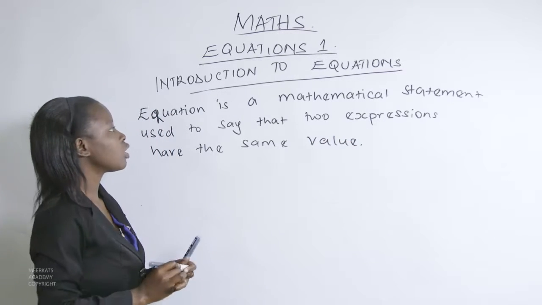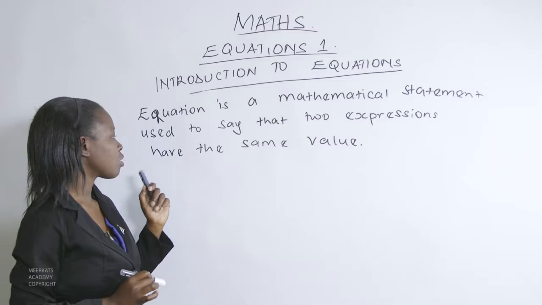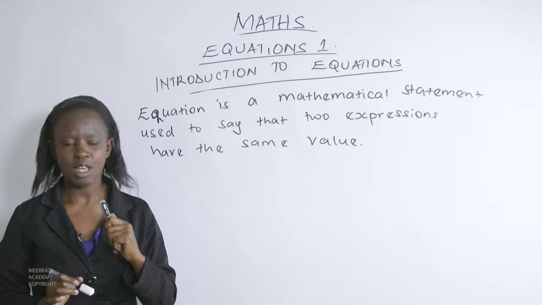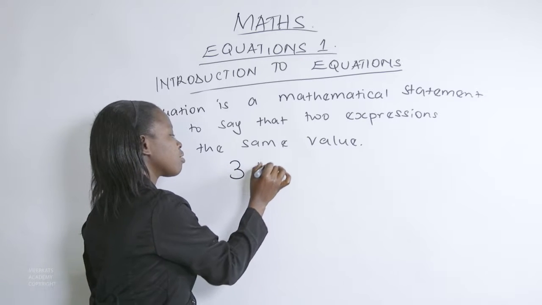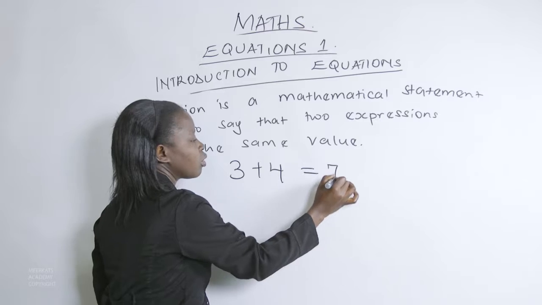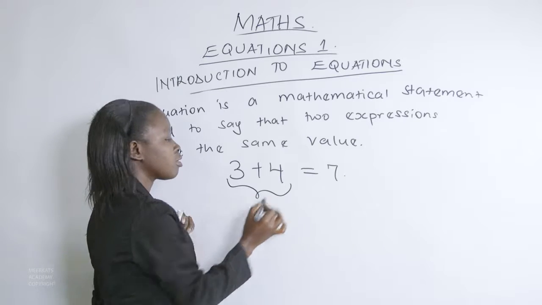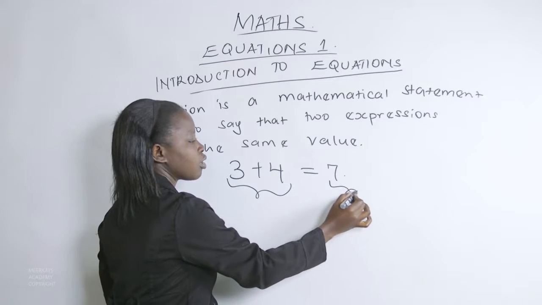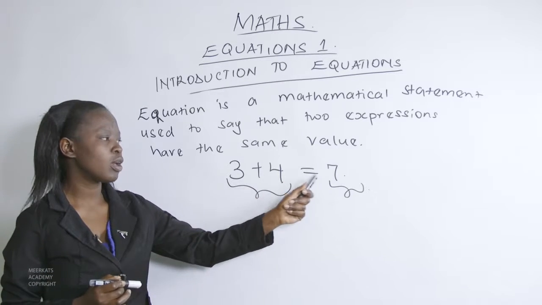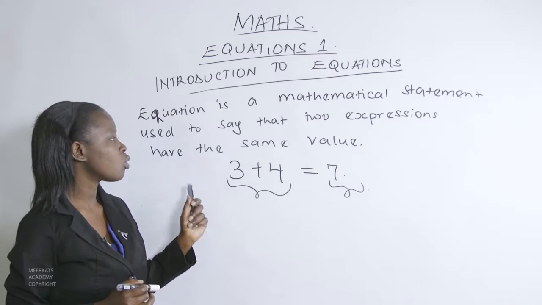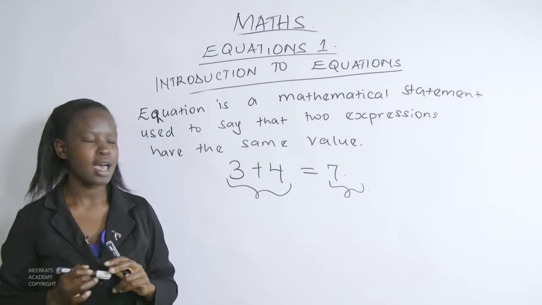an equation is simply a mathematical statement that is used to say that two expressions have the same value. For instance, what we've just looked at, when I'm having 3 plus 4 is equal to 7, we are having two expressions. I have an expression on the left-hand side of the equation and an expression on the right-hand side. So when we have two expressions that show that they have the same value, then we say what we have is an equation.